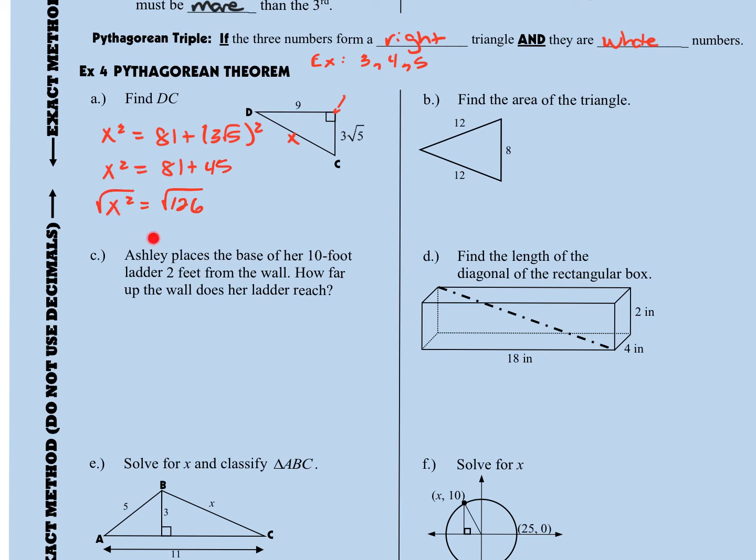So we had our x squared is 126, and then I'm taking the square root of each side. Simplifying that radical, remember you have to be able to do that without a button doing it for you on your calculator, and that'll give us 3 square root of 14.